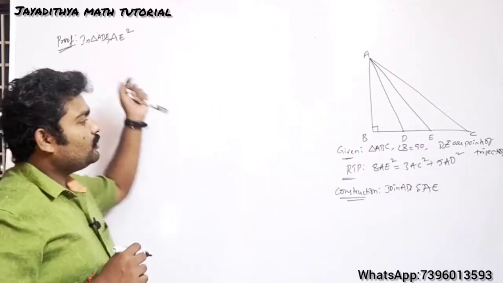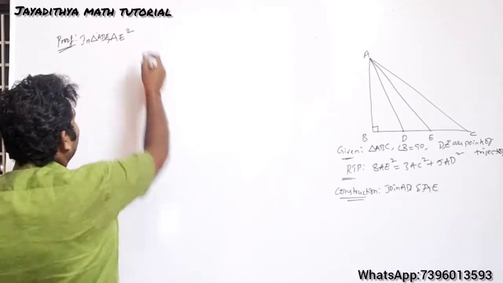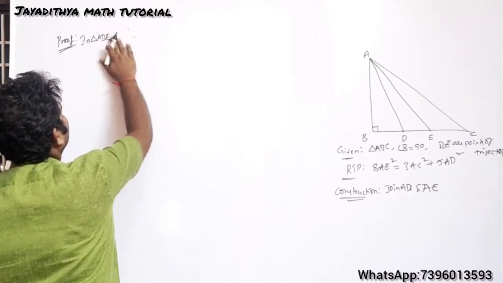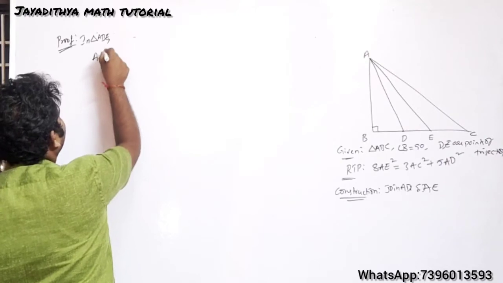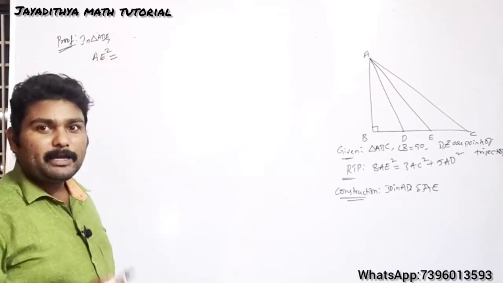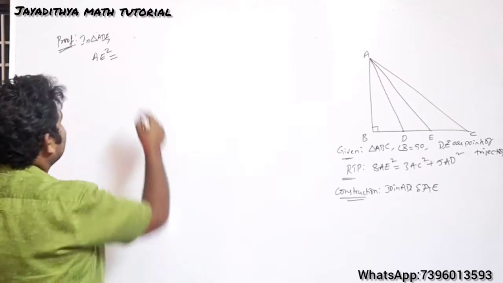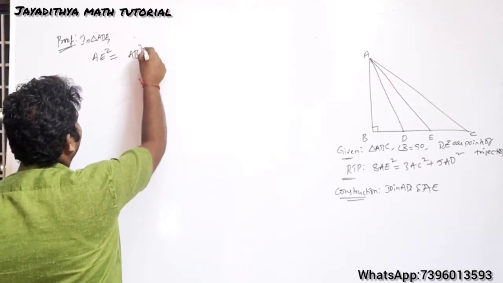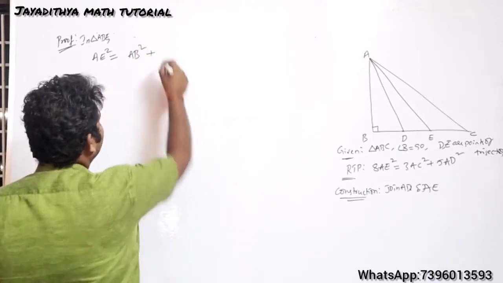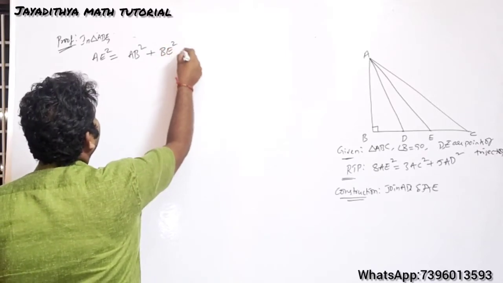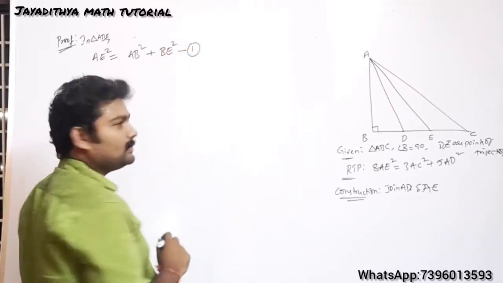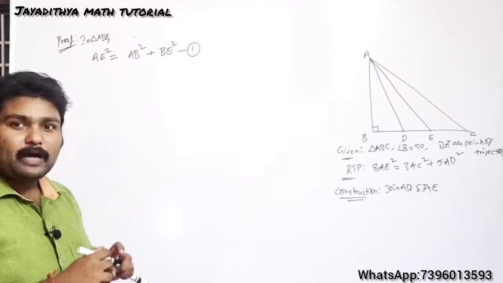So in triangle ABE, what happens here? AE square will be equal to how much? By using the Pythagoras theorem, hypotenuse square is equal to the sum of squares of the other two sides. The other two sides here are AB square plus BE square. So let us take this as equation 1. Okay, so now you understand the concept.